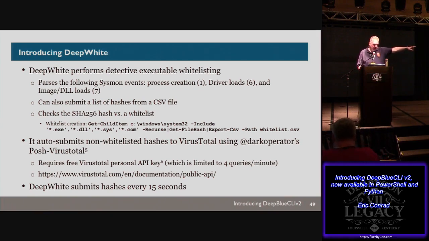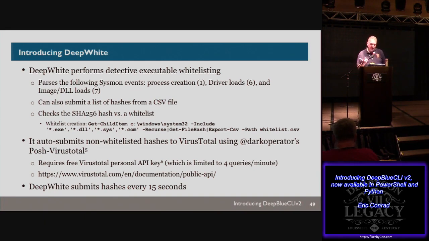So take your clean system image, hopefully clean, run this command, Get-ChildItem, blah, blah, blah. That's now your whitelist. So whether it's an ISO or you're ghosting that thing out, run that command on that thing. That's your whitelist. And then if it's not on that whitelist, it'll check it. You can also use that same command to create a list of CSVs to submit.